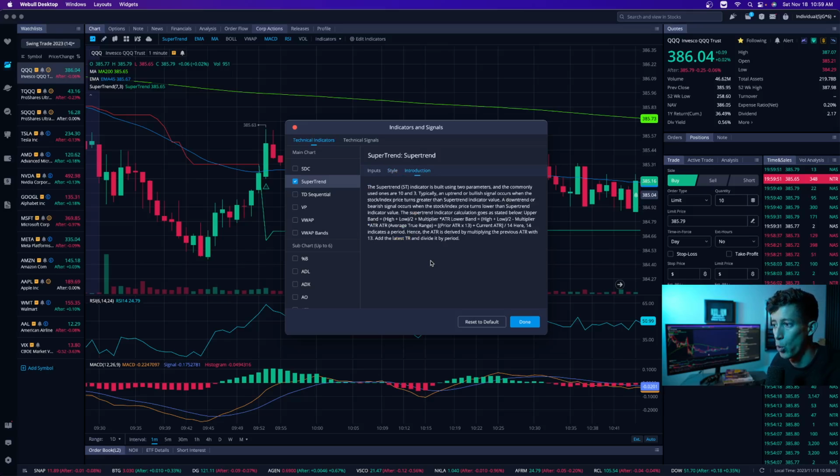And then this gives you a quick little breakdown. The Supertrend indicator, so the ST, is built using 2 parameters and commonly uses ones of 10 and 3. Typically, the uptrend or bullish signal occurs when the stock or index price turns greater than the Supertrend indicator value.